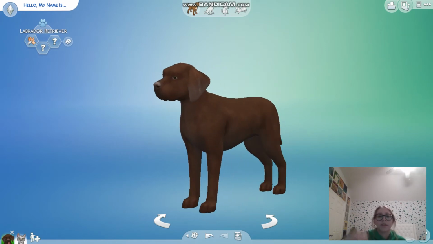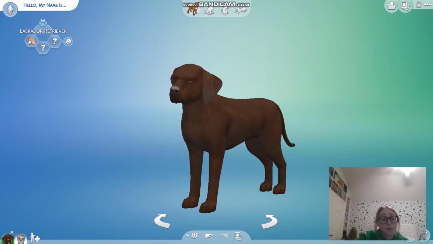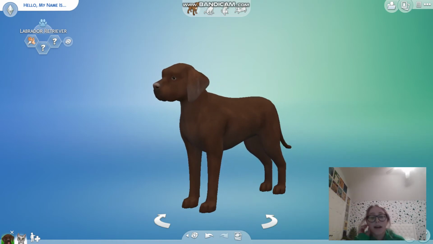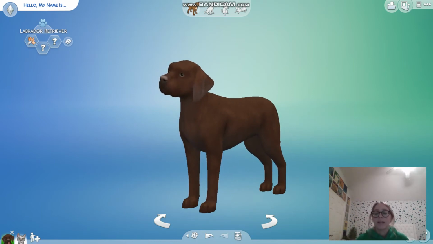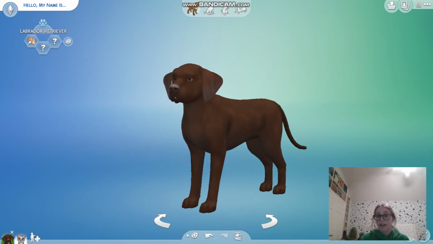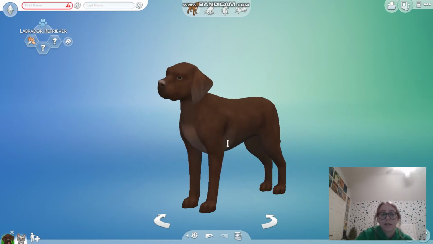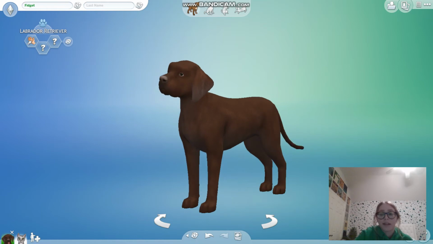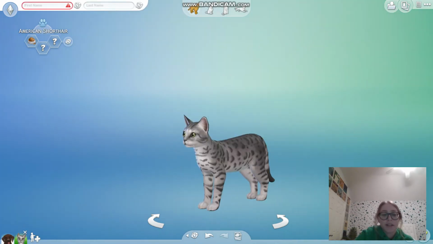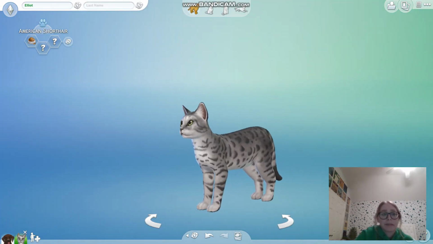And let's say we had two of these dogs. Okay, there's a mother and a son. They can interbreed and it leads to inbreeding. So it can lead to mutation since the DNA is very similar. So let's just call this good. Okay, Fidget and Elliot.